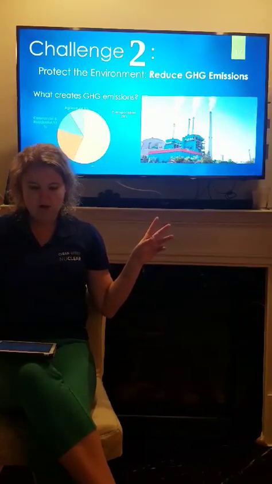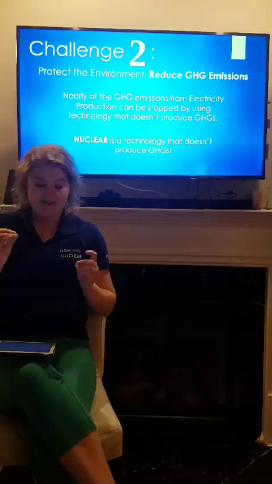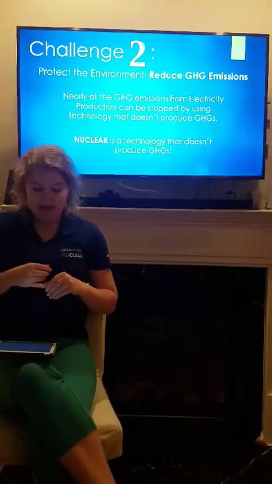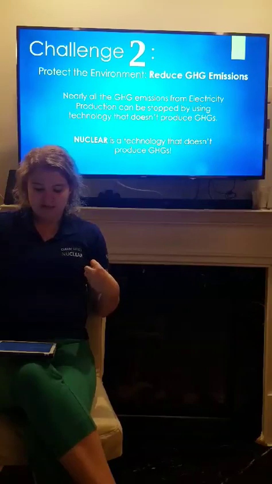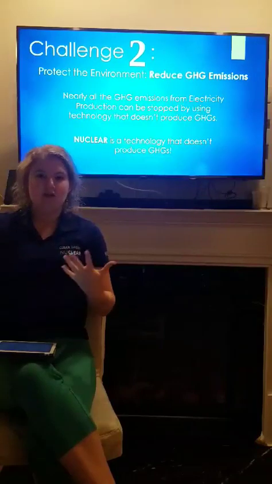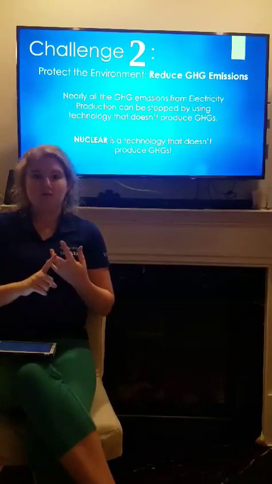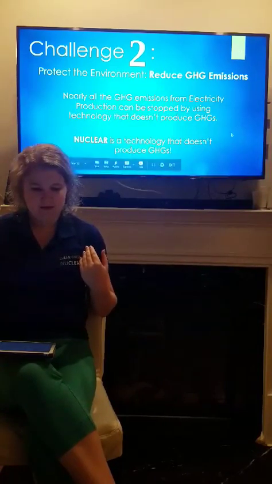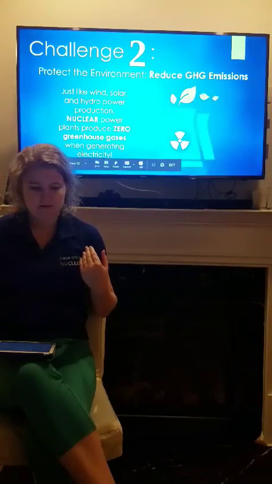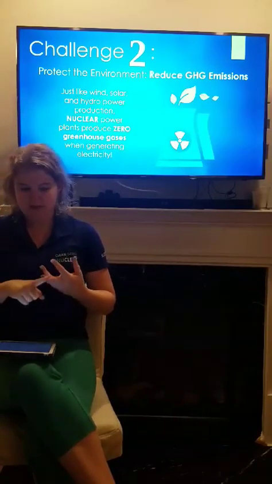So we're going to talk about electricity, because electricity production is a large contributor to greenhouse gases, and nearly 100% of the greenhouse gas emissions produced from electricity can be stopped by using technology that doesn't produce greenhouse gases. So the types of electricity that do not produce greenhouse gases are solar, wind, hydro, and nuclear. All right. So this is just saying that nuclear produces 0 greenhouse gases along with wind, solar, and hydro.